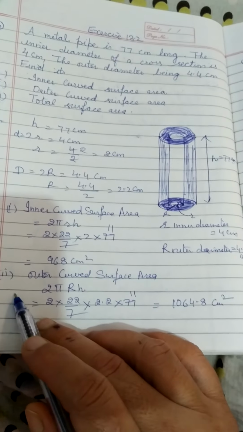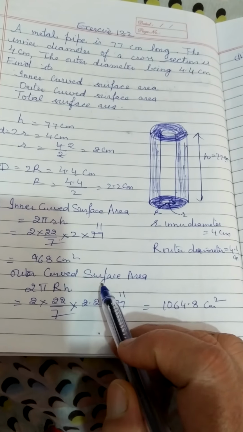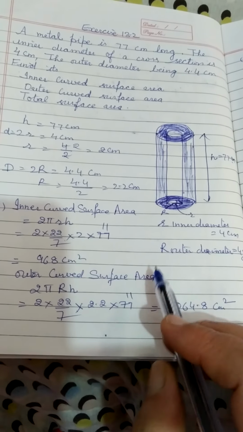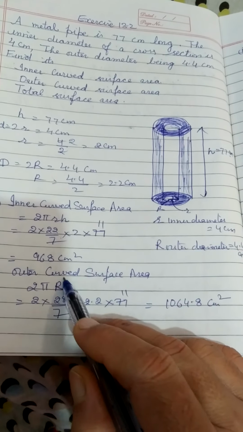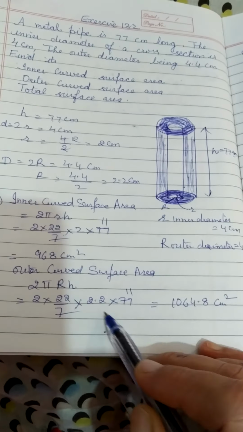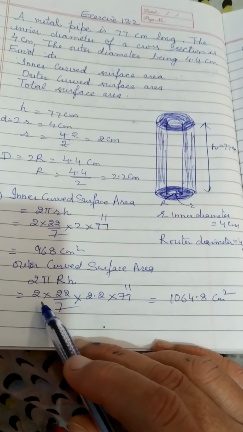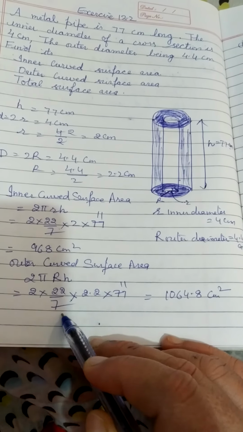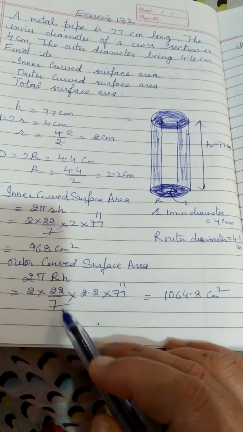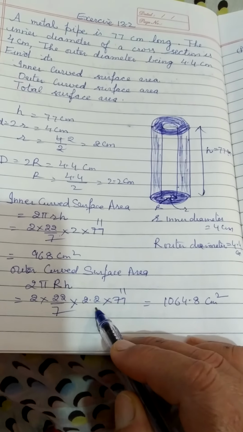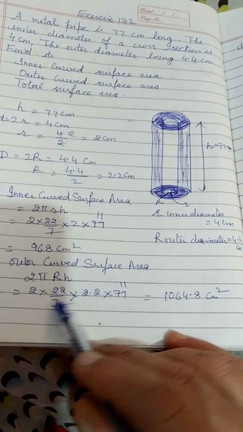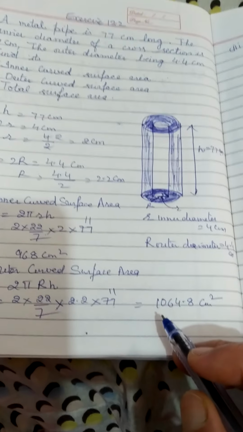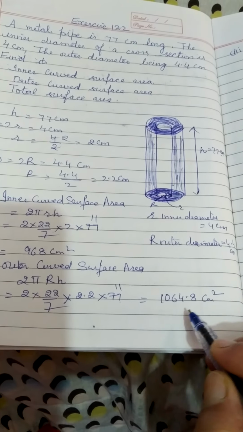Now we are to find the outer curved surface area. For the outer curved surface area we are using the formula again, 2 pi r h. Here the radius is capital R and capital R is equal to 2.2. Then it will be equal to 2 into 22 by 7, the value of pi is 22 by 7, multiplied by 2.2 multiplied by 77. 7 ones are 7, 7 ones are 7. On multiplying this we get it is equal to 1064.8 centimeter square.